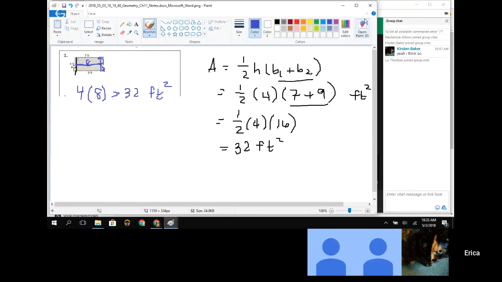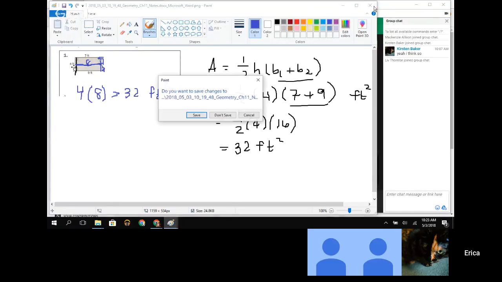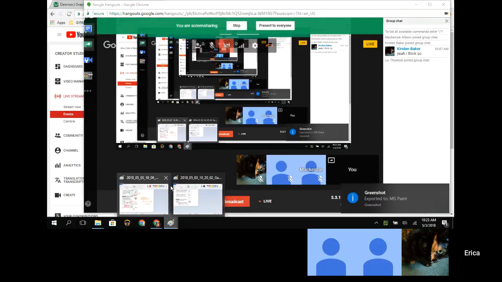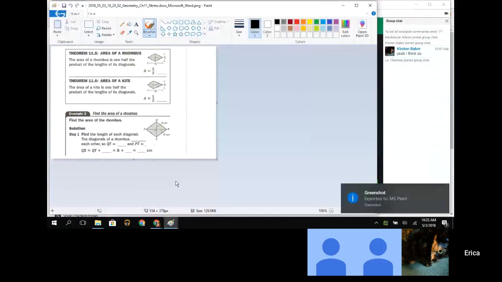Okay, so that is the area of a trapezoid. I think it's pretty easy, especially if you understand how it works. You don't even have to memorize the formula. Okay, a little more tricky, but still not that big a deal, is what about the area of a rhombus and the area of a kite?